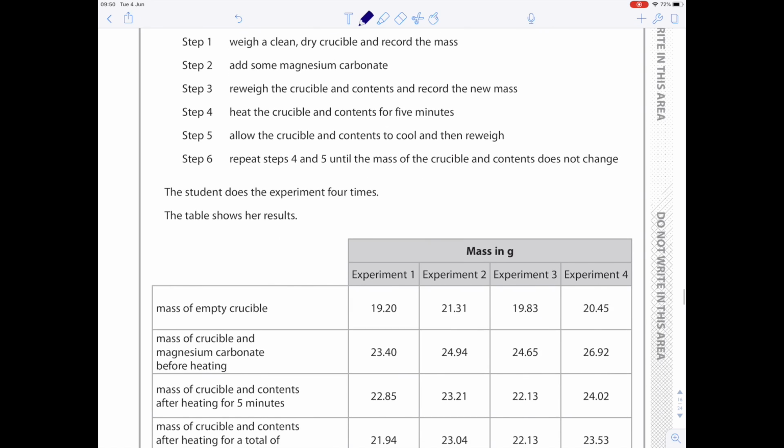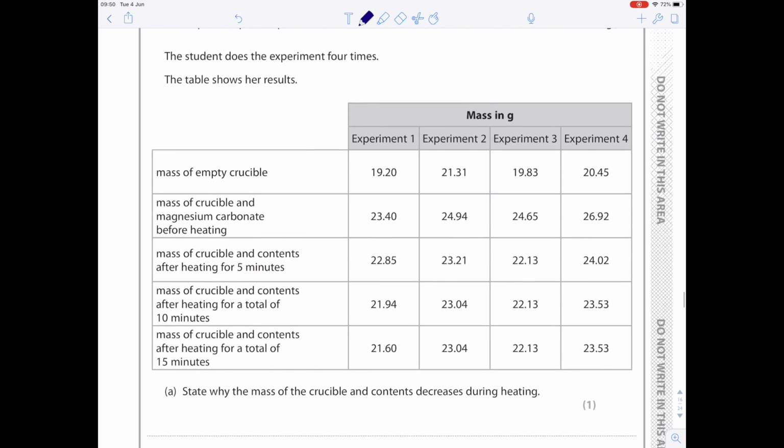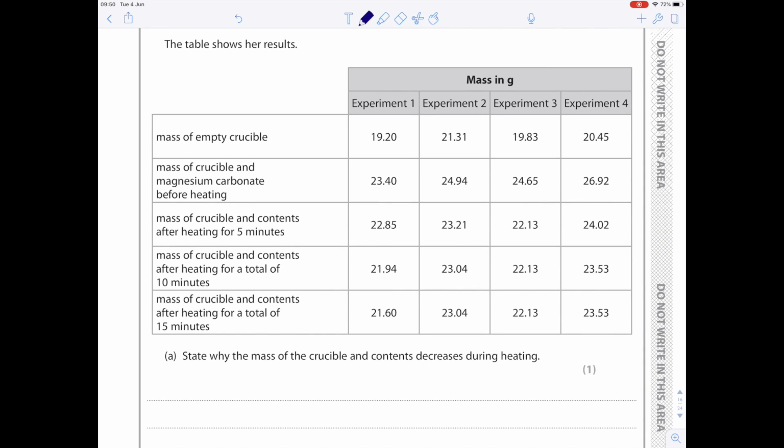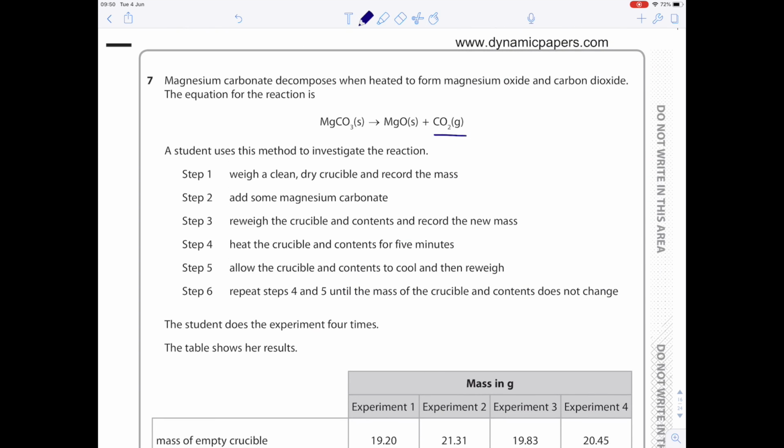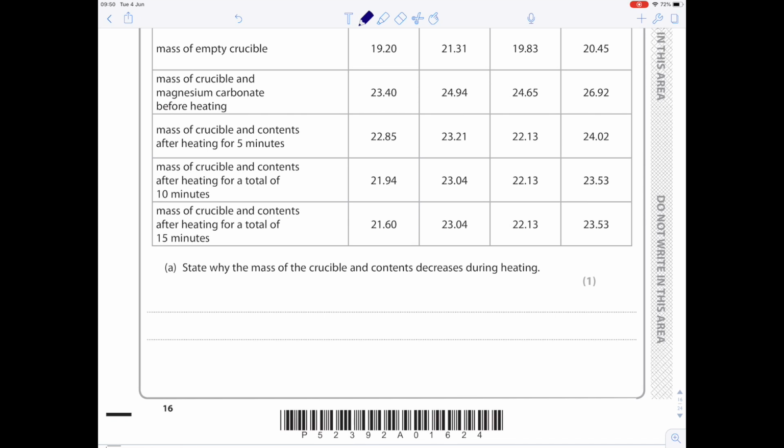The student does the experiment 4 times and the table shows her results. State why the mass of the crucible and contents decreases during heating. If we look back at the equation, it's because of this gas here, so the CO2 is a gas and escapes.